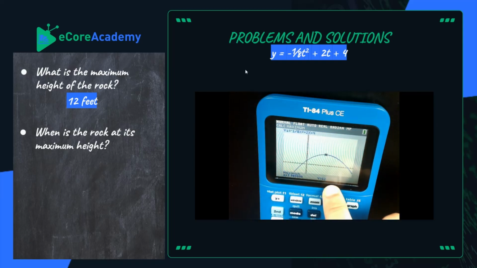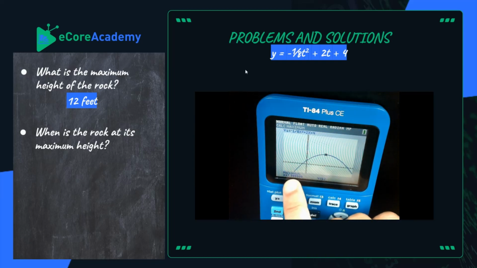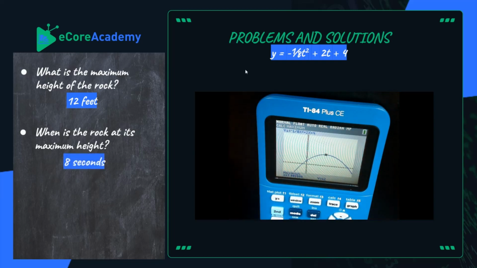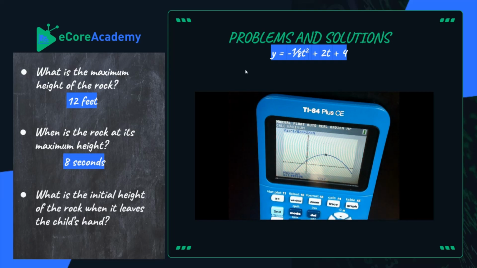This question is asking us when the rock is at 12 feet, what is the time? And to find out what that is, you just go over to your x-coordinate, and your x-coordinate is 7.999. Again, you'd round that up to 8. So to answer this question, when is the rock at its maximum height, you would say 8 seconds. If I hit that next arrow, you'll see 8 seconds. Okay, let's go to the third question. What is the initial height of the rock when it leaves the child's hand?